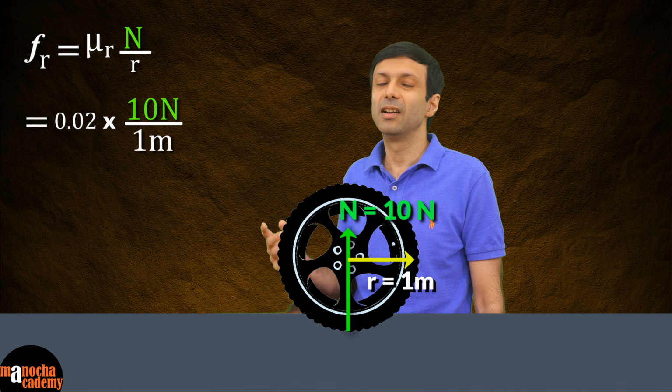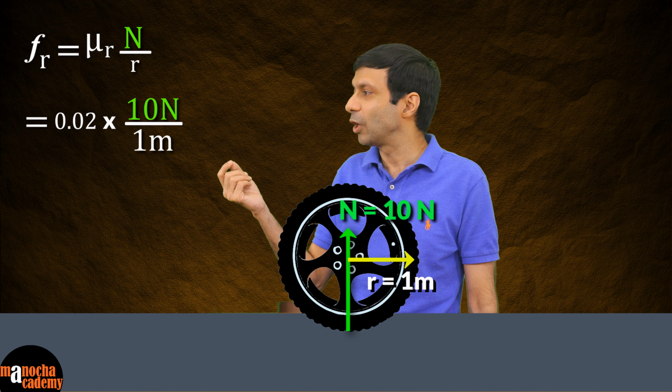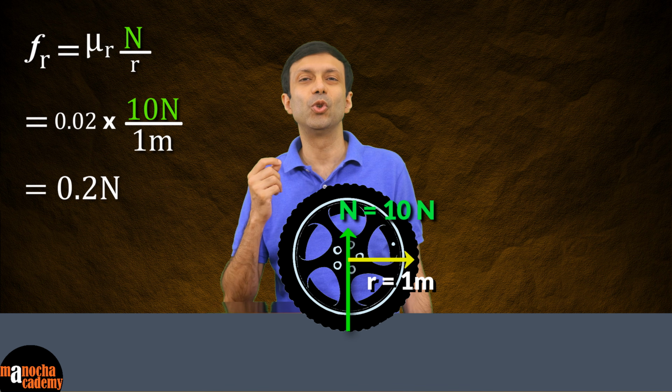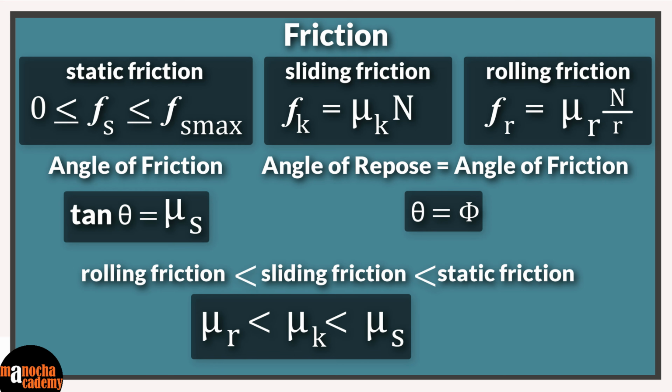So what is the answer here? The rolling friction is really small because it is 0.02 times 10, which is 0.2 Newton. And that is why the wheel is considered one of the greatest inventions of man, because it made transportation so smooth, because rolling friction is very, very small. So friends, let's place the summary of the formulas that we have learnt on friction on our concept board here.